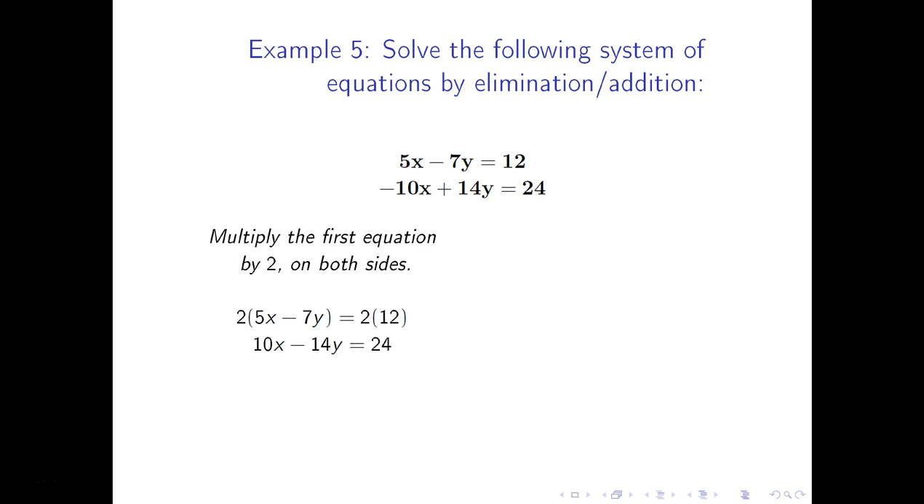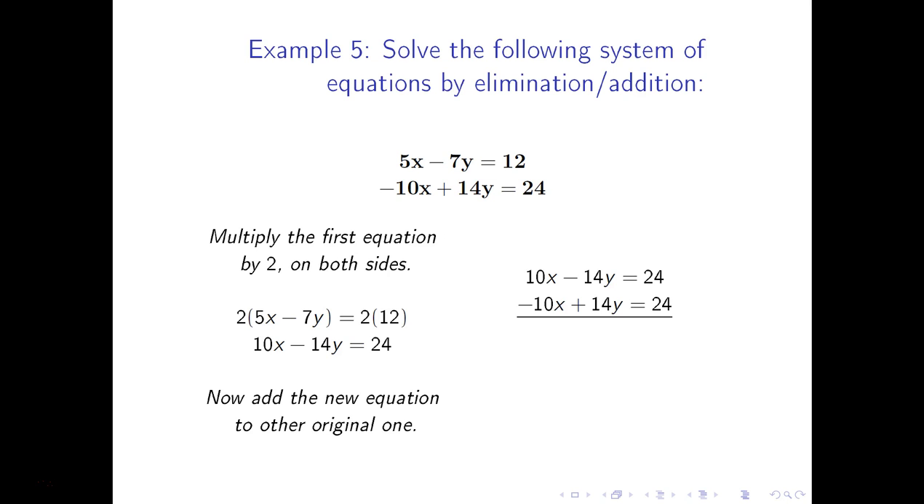Now I want you to pause the video and finish going through the elimination process. Can you add the two equations together? So here's what you're adding together. Go ahead and add them. All right. When you add them together, hopefully you realized I got 0 equals 48, because everything on the left-hand side is going to cancel out, and 24 plus 24 is 48.